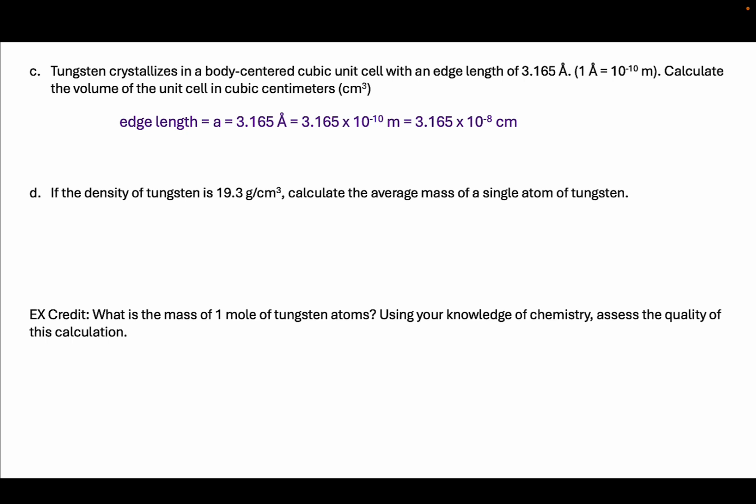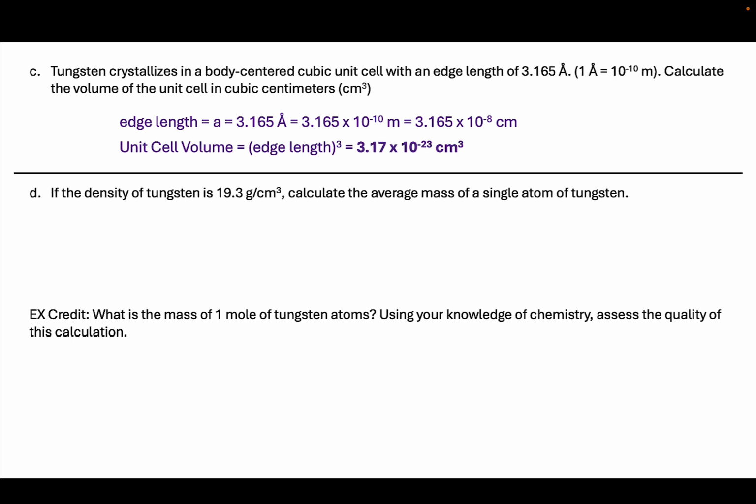First, let's translate the edge length into centimeters, because we want the cubic volume in terms of centimeters cubed. We know that the volume of a cubic unit cell is just the length cubed, right? Length times width times height. It's a cube, they're all the same, and so we end up getting this volume in cubic centimeters for the unit cell. All right, with the density 19.3 grams per cubic centimeter, the goal is to calculate the average mass of a single atom of tungsten.